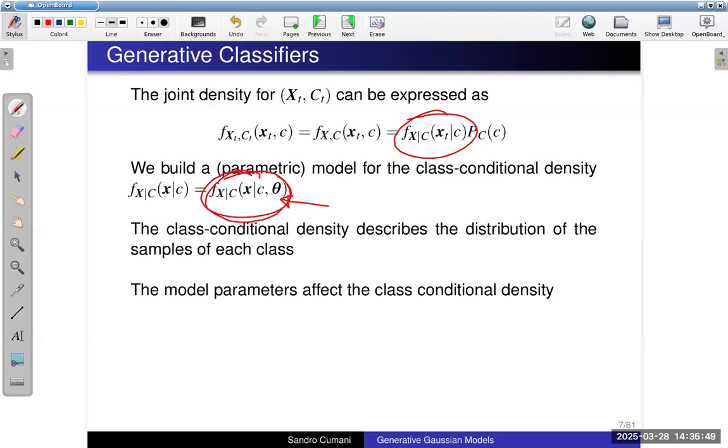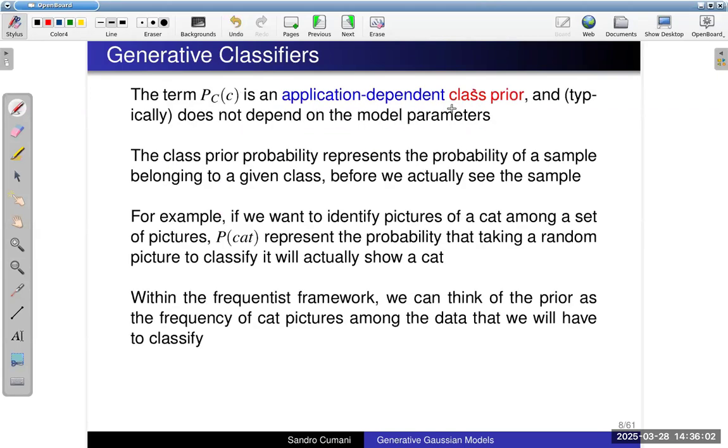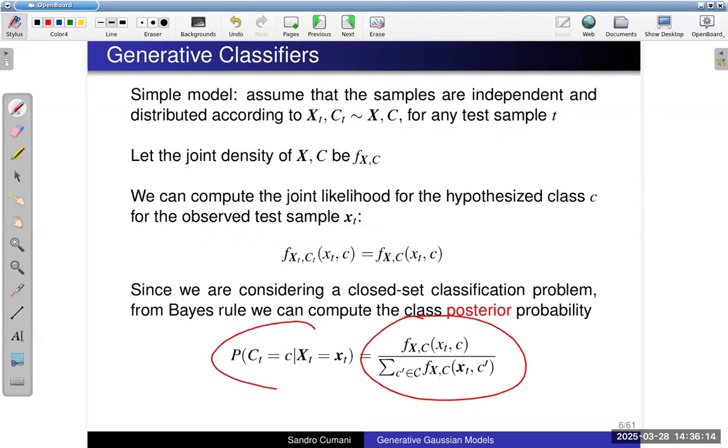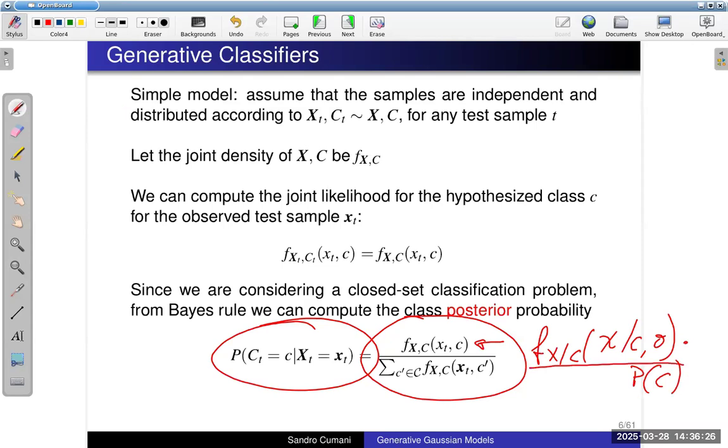But in any case, a model for the class conditional density, that is the distribution of the feature for each class. Then we have seen that we can combine this with an application prior, that is the class prior probability for the given task that we are considering. So it depends on the task. And applying Bayes rule, we can use this to compute class posterior probabilities. The joint likelihood is partly given by our model and in part by the prior probability.